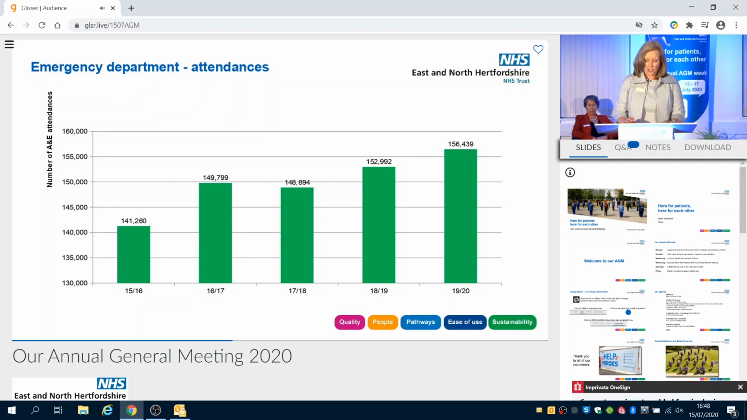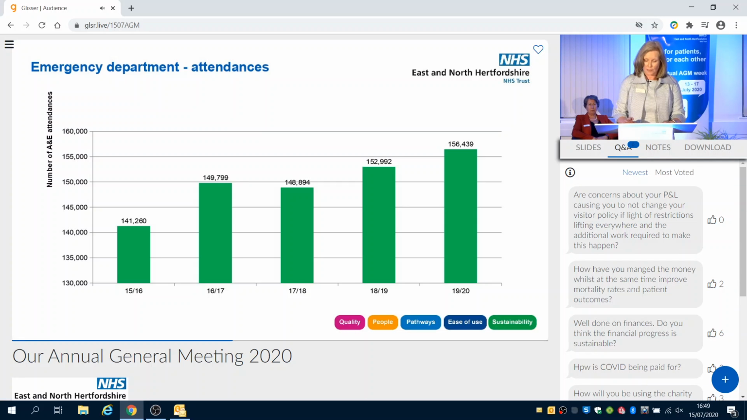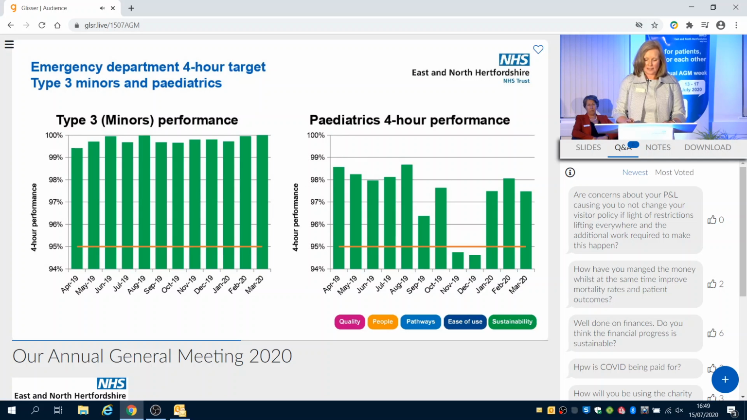You can see from this chart how the numbers attending the emergency department have increased dramatically over the last 5 years. We have a very busy emergency department. We are often one of the most busy, if not the busiest, acute within the East of England. And despite that, the team always prioritise patient care, safety, and experience.